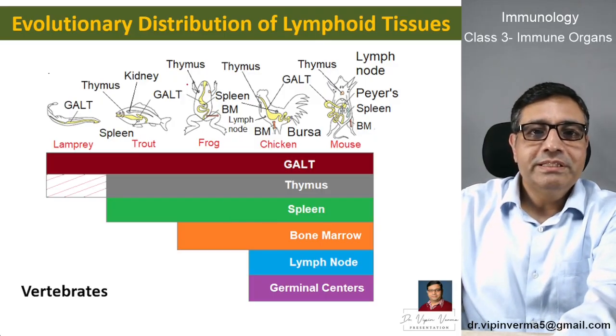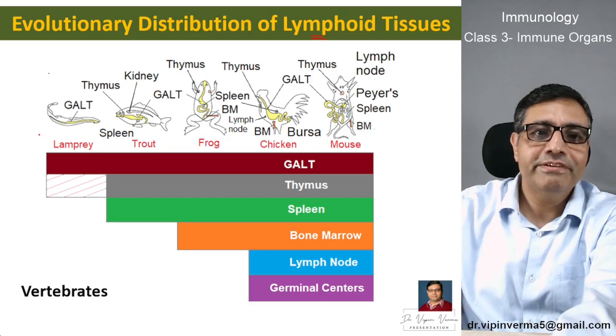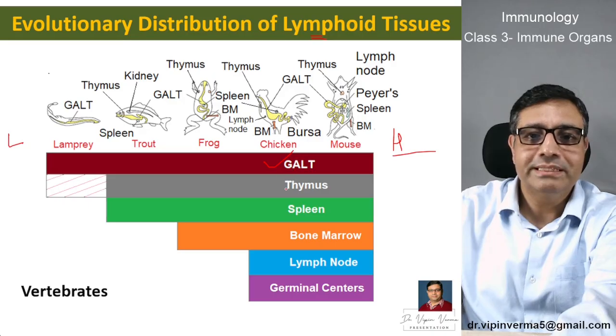Now we will see the distribution of the lymphoid tissue all over the vertebrates, but what kind of lymphoid tissue will you find? Here we start with the lower vertebrates and go to the higher vertebrates. In the lower vertebrates, GALT is present in all the vertebrates. Then the more specialized thymus and spleen start coming from trout, and from frog you will find bone marrow.